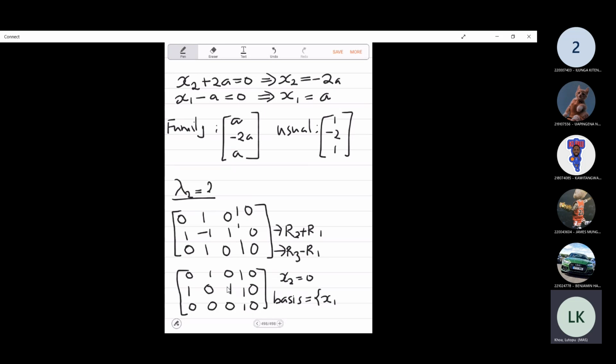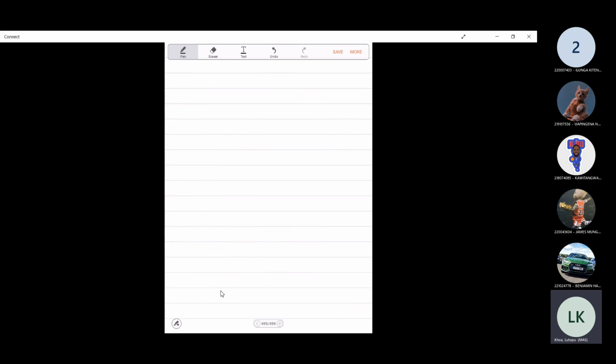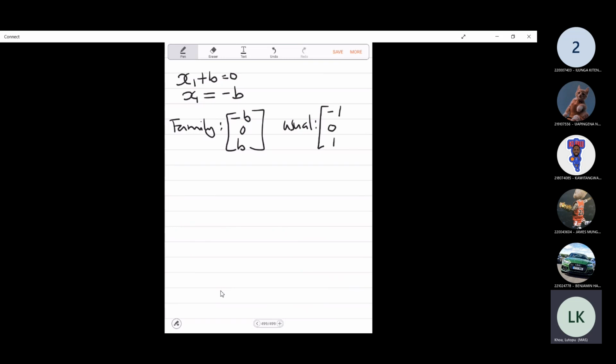So this is x1, and then x3 is equal to b. So here we have x1 plus b is equal to 0. This means x1 is equal to minus b. Then we can write down our family of eigenvectors. So this is minus b, 0, b. And then the usual, this is minus 1, 0, and 1.